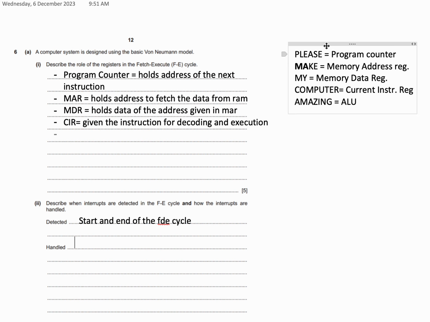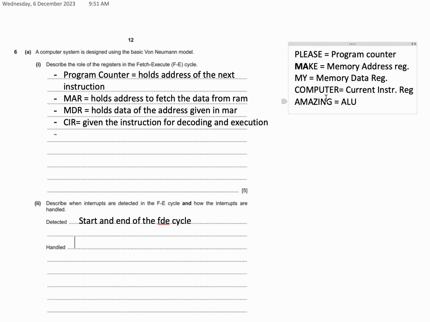So there's an acronym to remember this: Please make my computer amazing. The P at the start would be the program counter. MA, I remember from the make, would be the memory address register. My would be the memory data register. Computer would be current instruction register, and amazing is the arithmetic logic unit, but we don't need that because that's not a register. So describe the role of the registers.